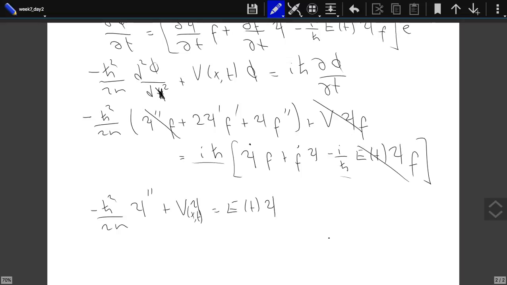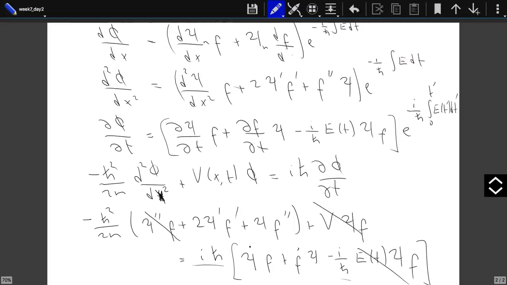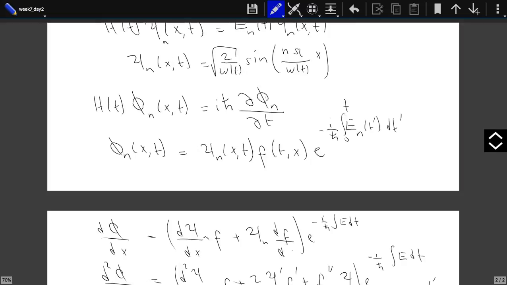Now, ψ is the solution of this one. Φ is the solution of the time-dependent Schrödinger equation, not the time-dependent Hamiltonian, sorry. ψ is the solution of the eigenvalue equation for the time-dependent Hamiltonian. That is ψ. Φ is the solution of the time-dependent Schrödinger equation.